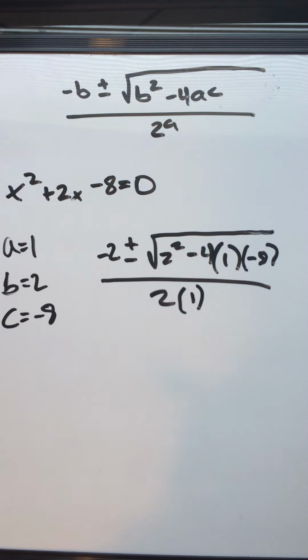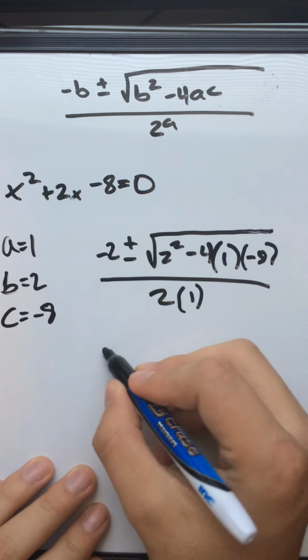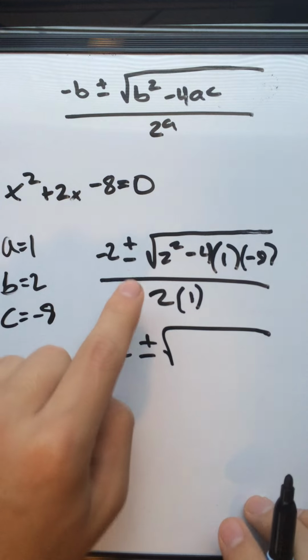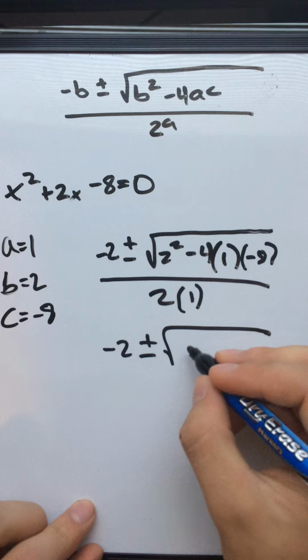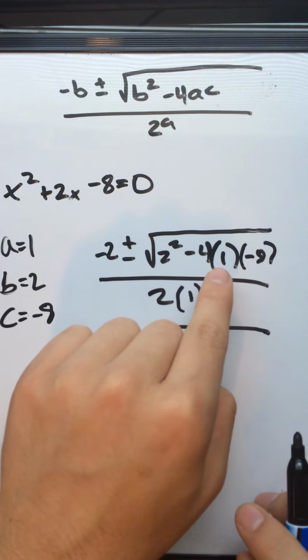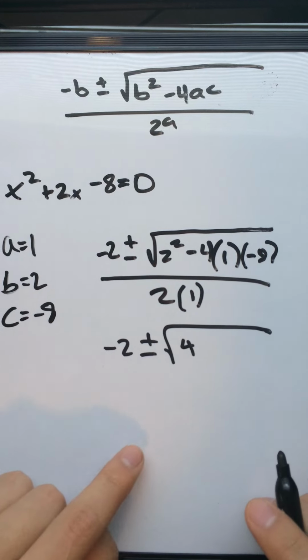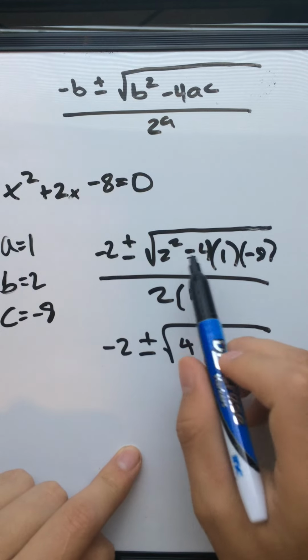Okay, so all this we're going to get rid of the parentheses. So -2 plus or minus, okay, 2 squared is 4, because 2 times 2 is 4. And then we have 4 times 1, which is 4, times -8, which is -36.